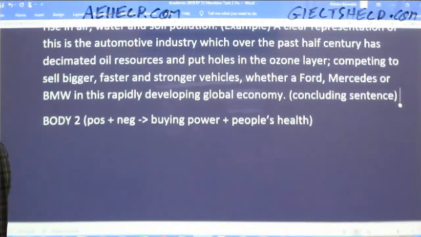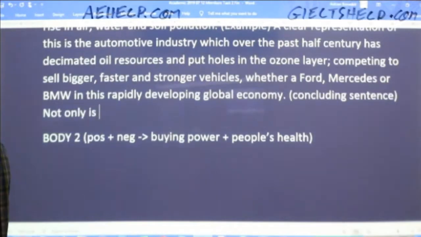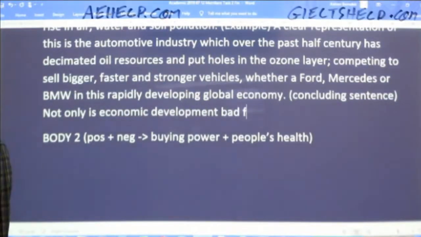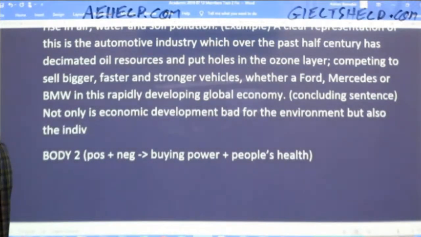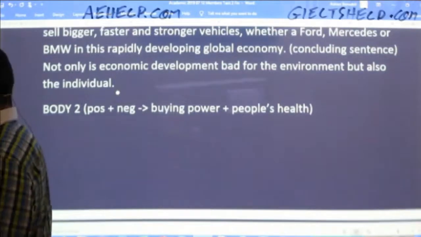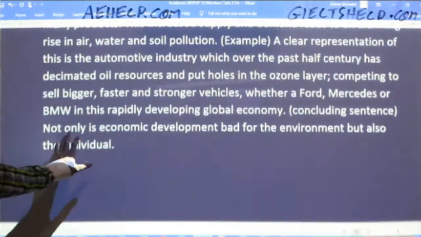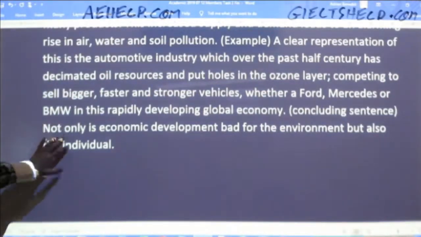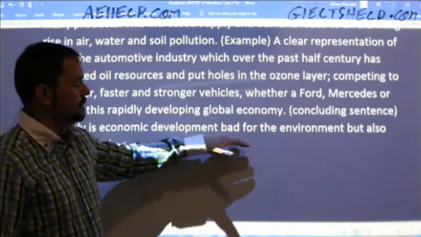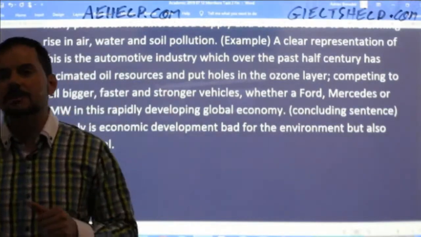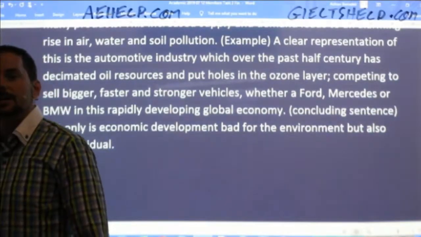So not only is economic development bad for the environment, but also the individual. Okay, good. And then we go right into body paragraph 2 with the topic sentence. So yes, Yuru, you're right. So summarize the idea of body paragraph 1 and then introduce the idea of body paragraph 2. So not only is economic development bad for the environment, but also the individual. Okay? And then we can go right into body paragraph 2.